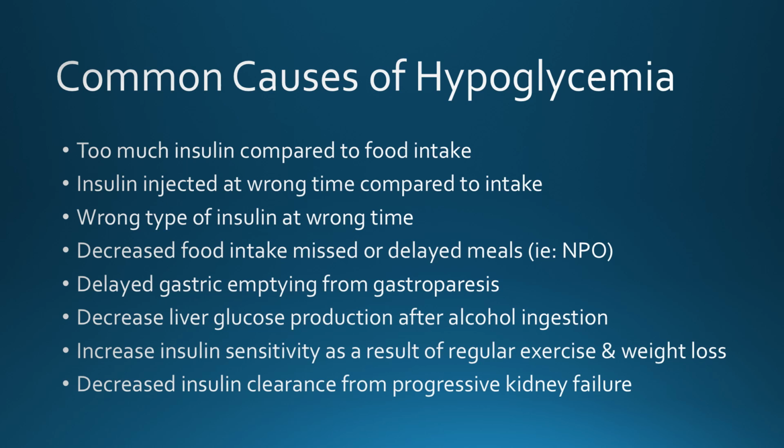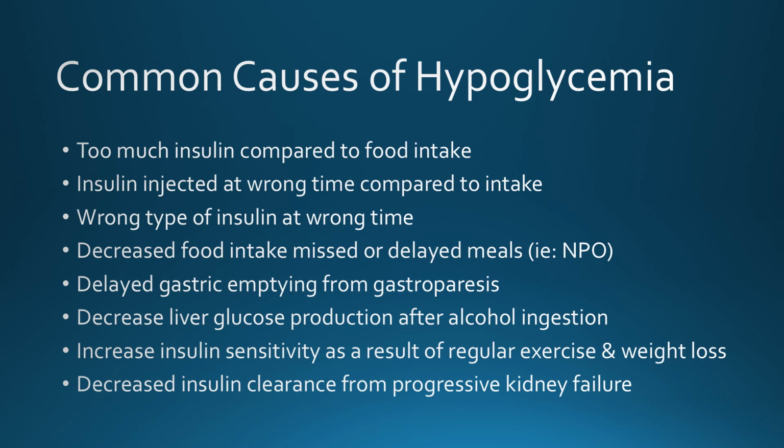Delayed gastric emptying from gastroparesis. So gastroparesis can result as a complication of chronic hyperglycemia. It slows the emptying of the gastric contents into the intestine. And so when that happens, it takes longer for the glucose to be absorbed for us to use that. So that can cause hypoglycemia.